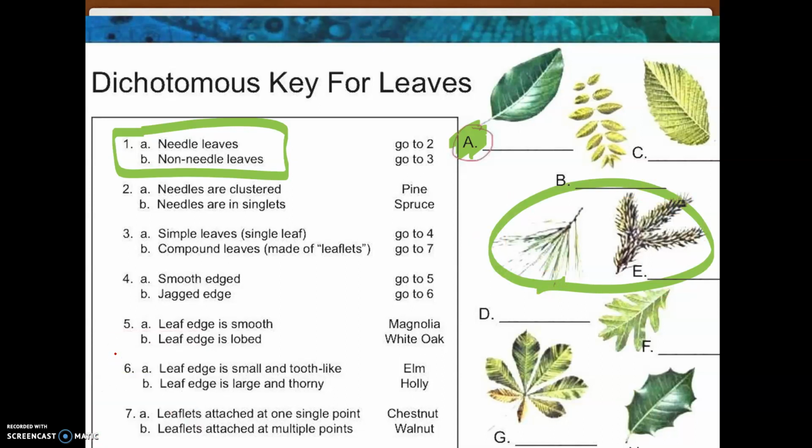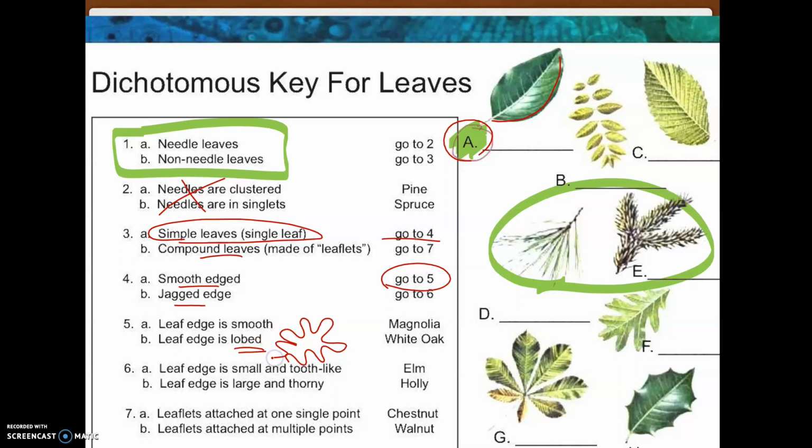So now I go down to 3. So I'm skipping this. Go down to 3. Single leaf or compound leaves. That is, in picture A, definitely a single leaf. So I'm going to go to 4. If I go to 4, smooth edge or jagged edge, it definitely has a smooth edge, so I'm going to go to 5. Leaf edge is smooth or leaf edge is lobed. So lobed would mean like this. That's what they mean, because it's not jagged, but it's got lobes. It's definitely smooth, so this must be a magnolia leaf.